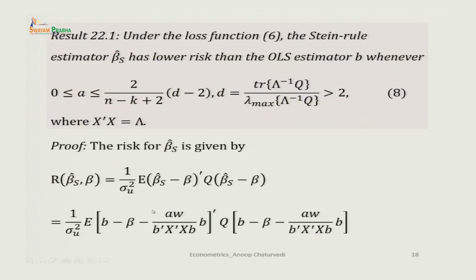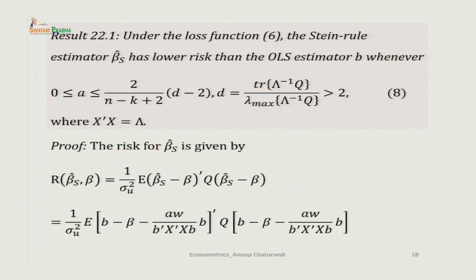So, now we have this result 22.1: under the loss function 6, the Stein rule estimator beta hat S has lower risk than the OLS estimator b whenever A lies between 0 and 2 upon (n minus k plus 2) times (d minus 2), where d is equal to trace of lambda inverse Q upon lambda maximum of lambda inverse Q, and we assume that d is greater than 2. Otherwise, this condition will not be satisfied. Here we are writing lambda equal to X transpose X.